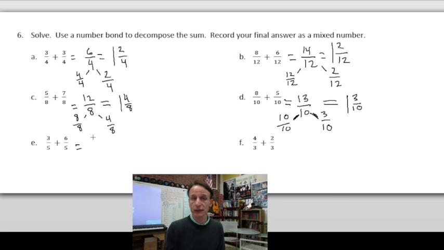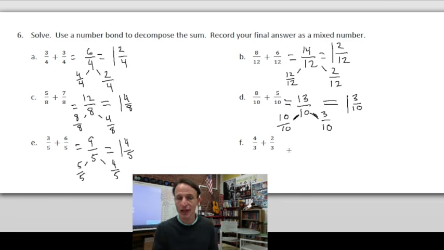3 and 6 make 9, and we're talking about what, Ed? We're talking about fifths. So I can decompose that one whole out. Since I'm talking about fifths, it's 5/5. And that leaves how many fifths remaining from the 9/5? That's right, 4/5. So that means 9/5 is equal to, well, the 5/5 is one whole, and then I have the fraction 4/5. So 9/5 equals 1 and 4/5.